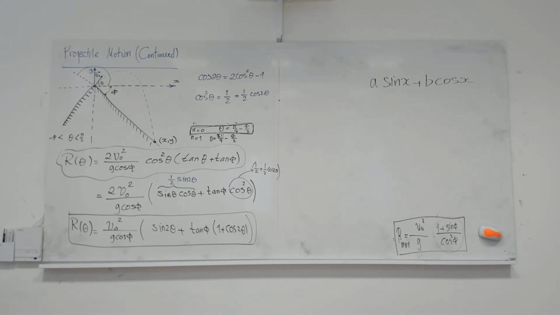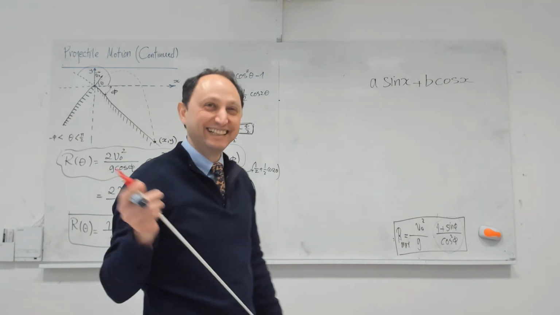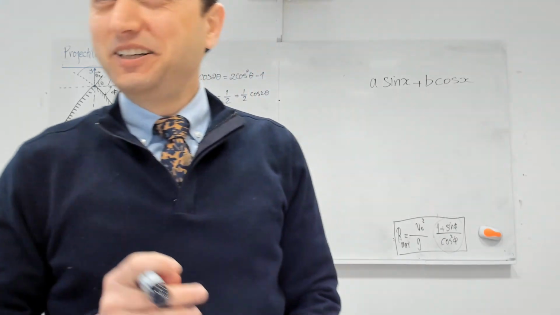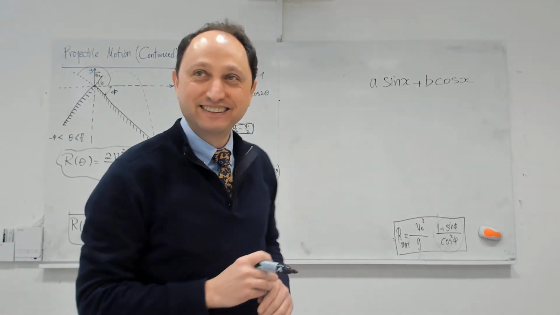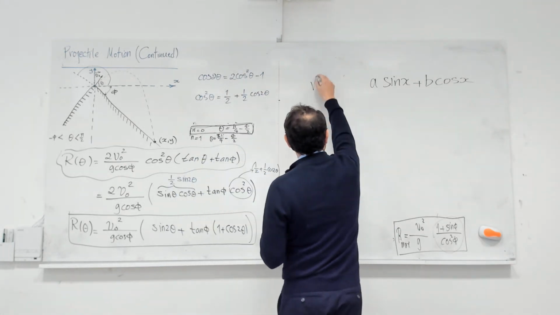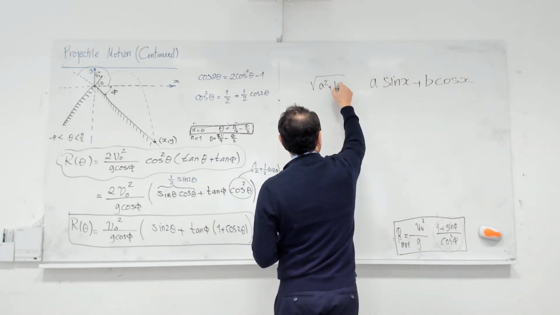I called it amplitude probably at that time, but that amplitude is the highest value that this can achieve. No, this is the square root of a squared plus b squared. Yes, the square root of a squared plus b squared.